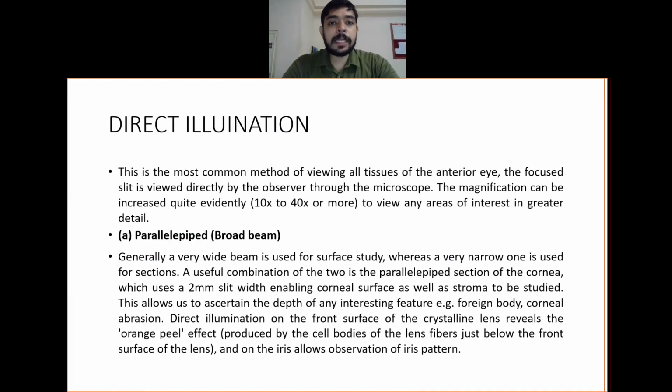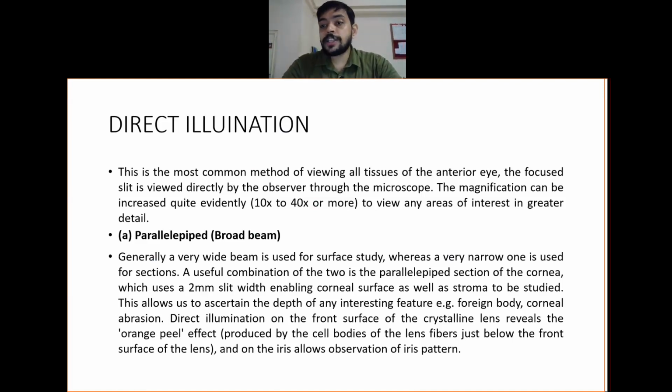Then the next one will be direct illumination. Direct illumination, it is in the name itself, where we are projecting, that particular area will be observed. Wherever we project, that specific structure will be observed. This is the most common method of viewing all tissue of the anterior eye. The focused slit is viewed directly by the observer through the microscope.